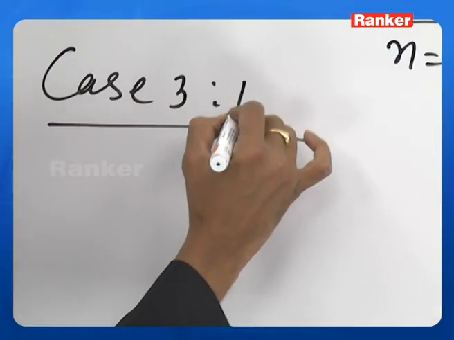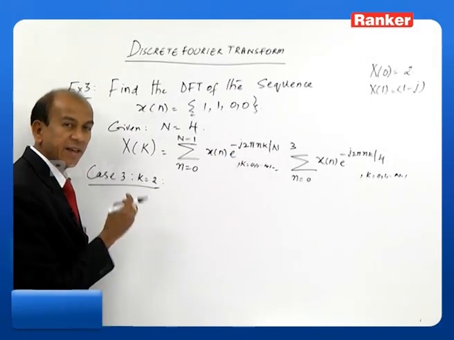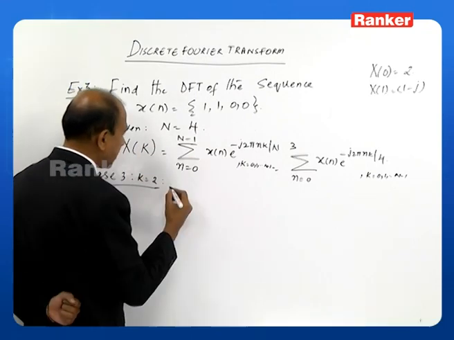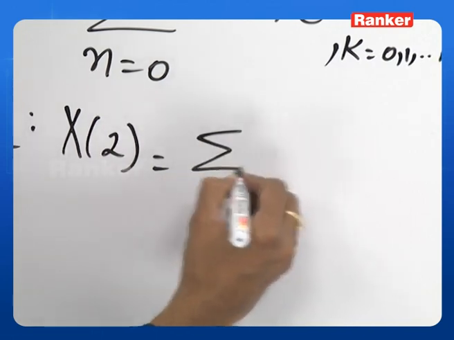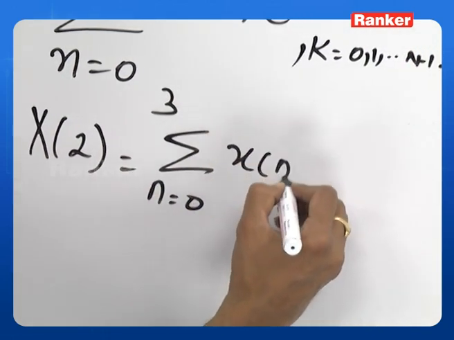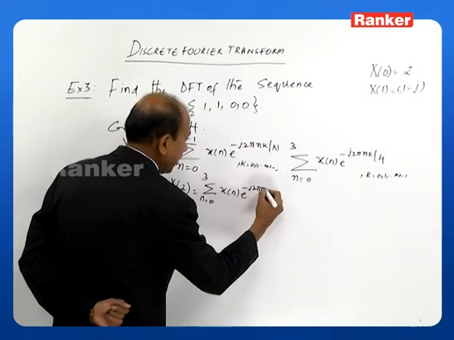Is k equal to 2. We have seen k is equal to 0, k is equal to 1, now k is equal to 2. So let's start this. Again, let me write the formula. So this I can write as X of 2, that is equal to summation n is equal to 0 to 3 x of n e to the power of minus j 2 pi n.